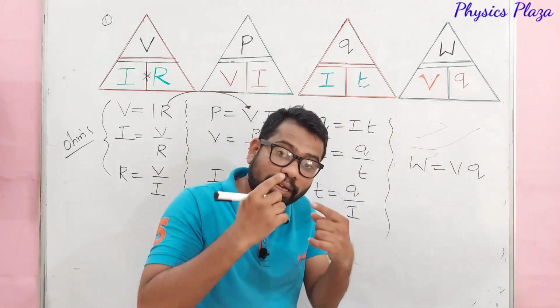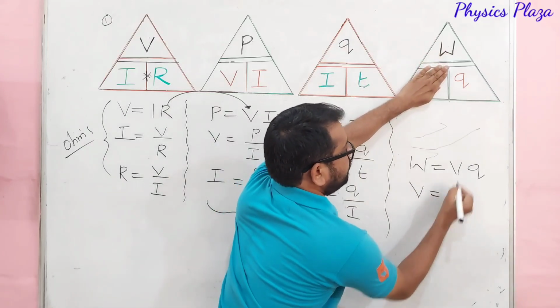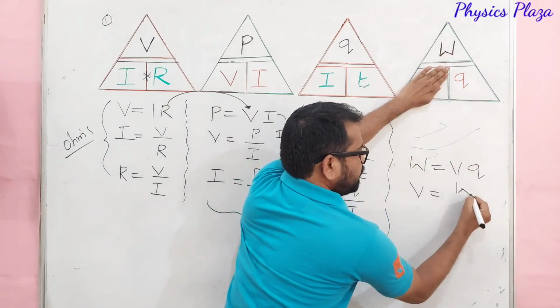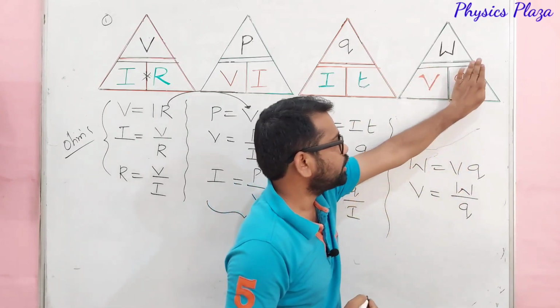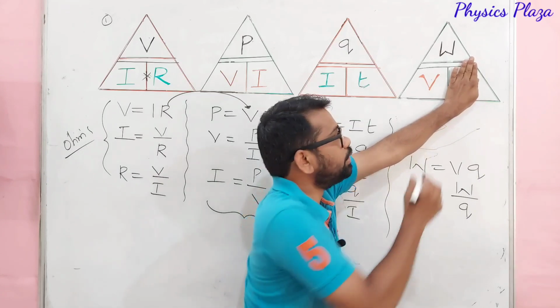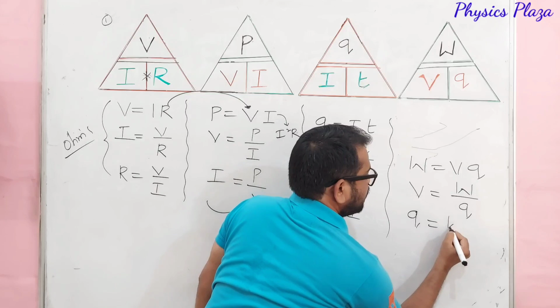VQ. Then if you want to calculate potential difference, close this letter V. So V is equal to W by Q. If you want to calculate charge, close this letter Q. So Q is equal to W by V. So it is Q is equal to W by V.